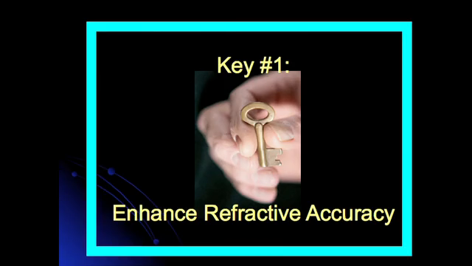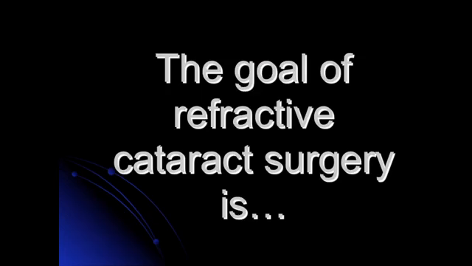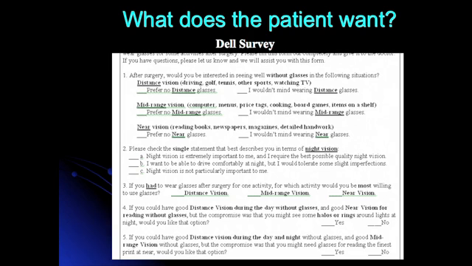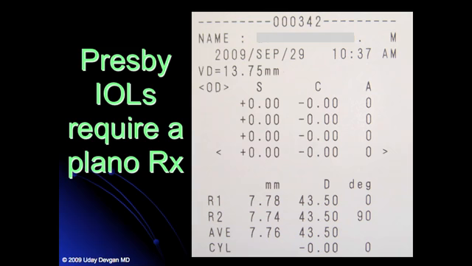My first one, obviously, is to increase refractive accuracy, because the goal of refractive surgery is happy patients. And happy for me means the results that you give them exceed the patient's expectations. I always do a Dell survey or some variation of this to figure out what the patient wants. And even though I can figure this out, I still must hit my plano refraction.